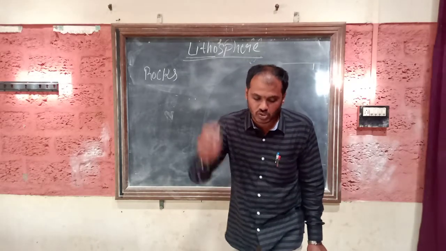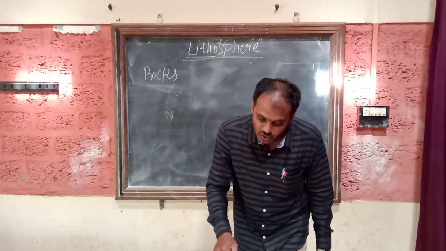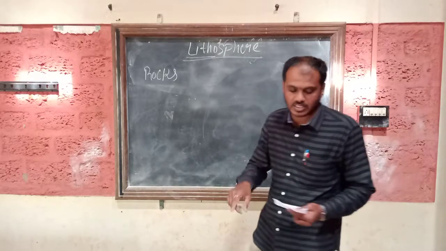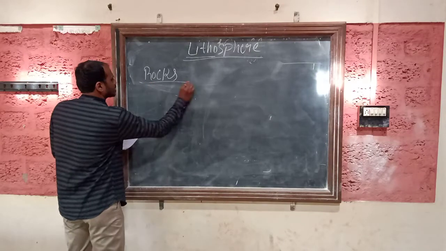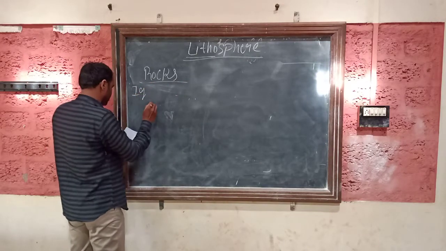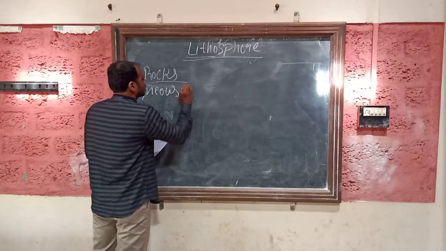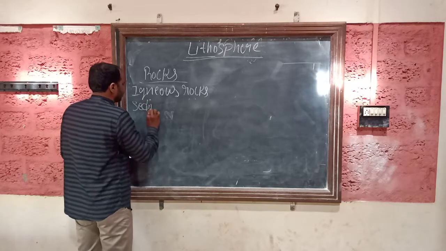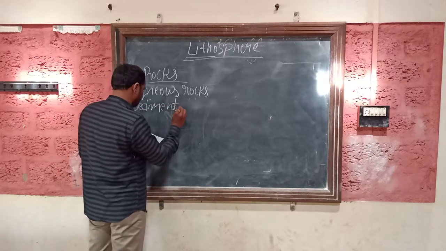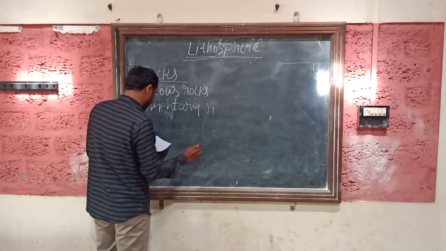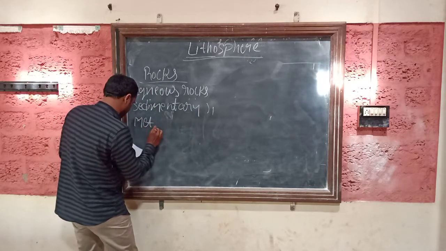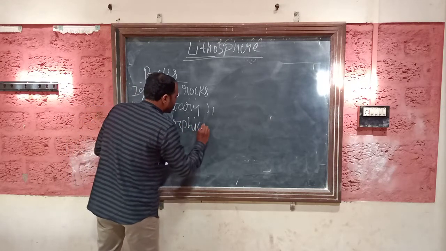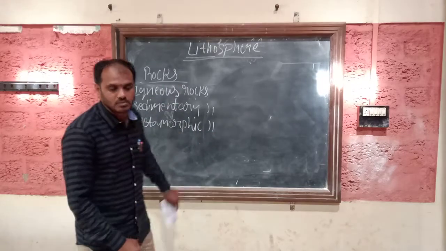Rocks are formed due to various natural processes. On the basis of the mode of formation, rocks are being classified into igneous rocks, sedimentary rocks, and metamorphic rocks. So these are the three types of rocks.